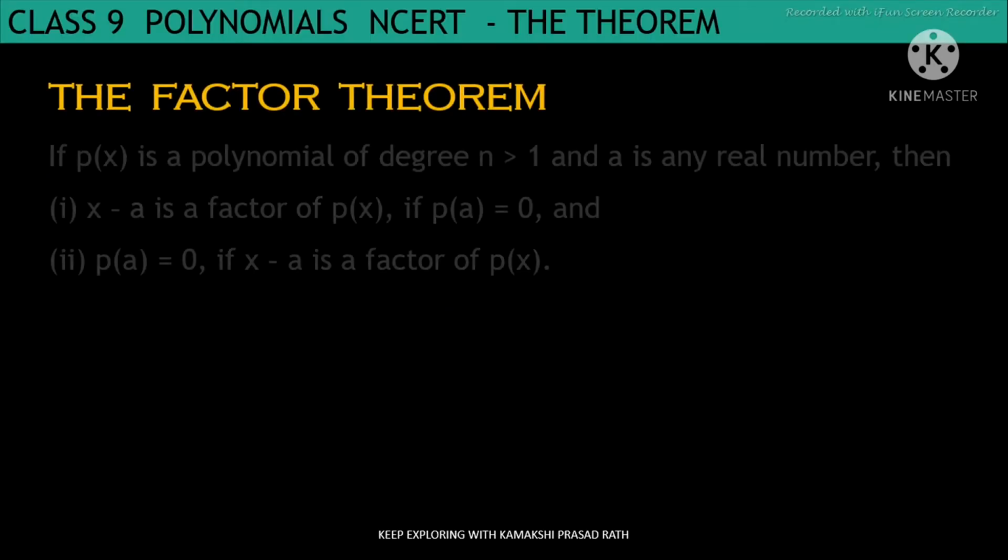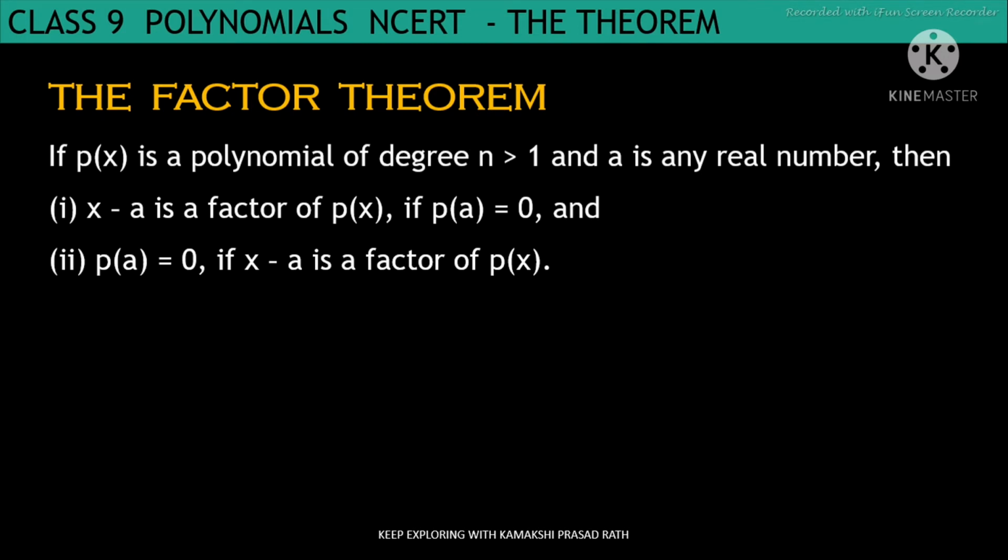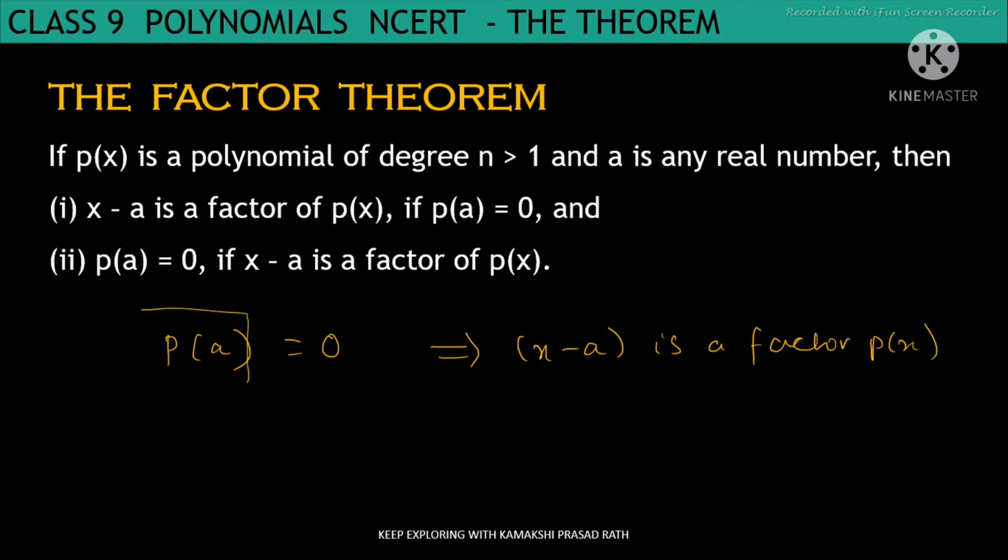The factor theorem says that if p of x is a polynomial of degree greater than or equal to 1 and a is any real number, then x minus a is a factor of p of x if p of a is 0, and p of a is 0 if x minus a is a factor of p of x. So you can see here the base of the theorem depends upon p of a. Now see, if p of a is 0, then we can say x minus a is a factor of p of x. Now how to get p of a?